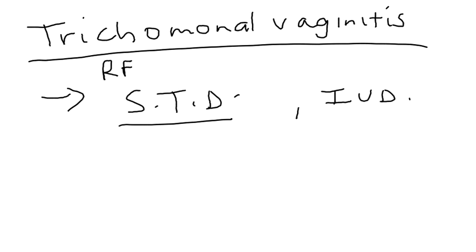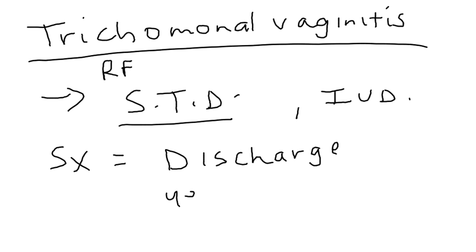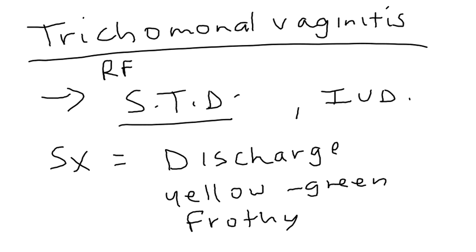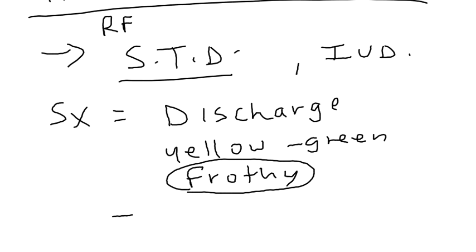So let's get into the symptoms. Well, again, like all types of vaginitis, what you're looking at is a vaginal discharge. And the vaginal discharge in Trichomonas is yellow-green, and it's also frothy. Now, this is a very important word. Remember this word. It's always on the licensing exam. If you see frothy, it's Trichomonas. All right, remember that. And then sometimes you can see erythema of the cervix if you do a vaginal exam.